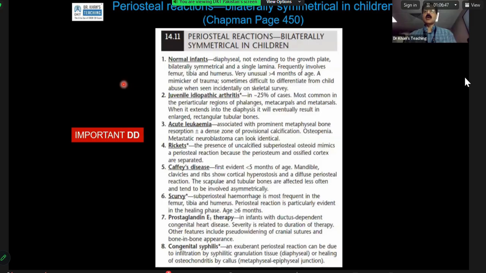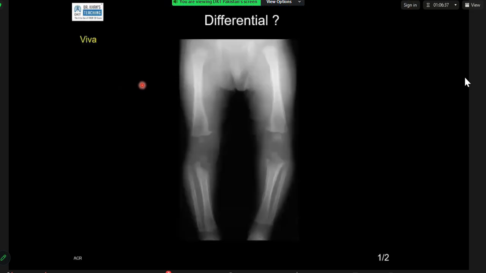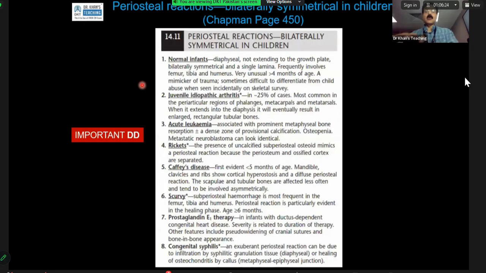And in this particular case, candidate, what was the age of the patient? I forgot. This is the patient. What is the age of the patient? It's less than 6 months. I couldn't see the femoral head. Excellent.